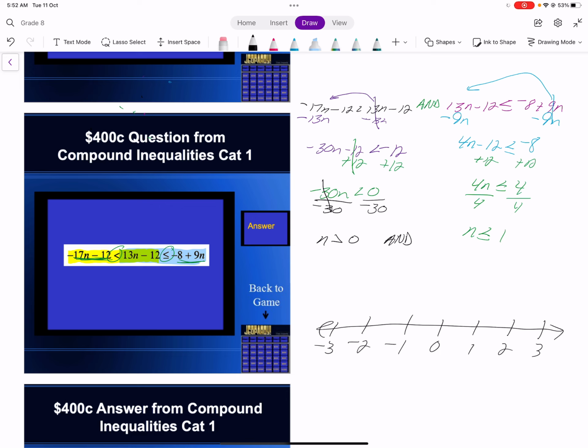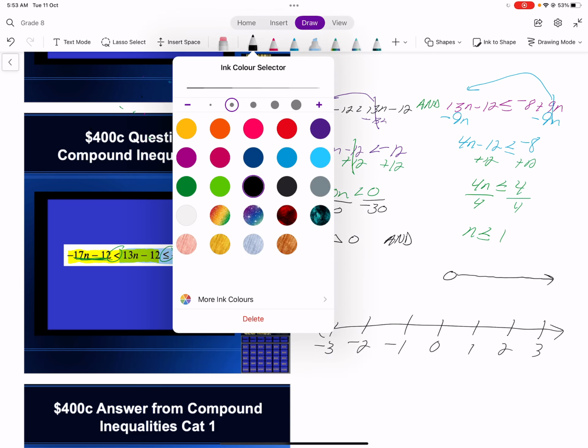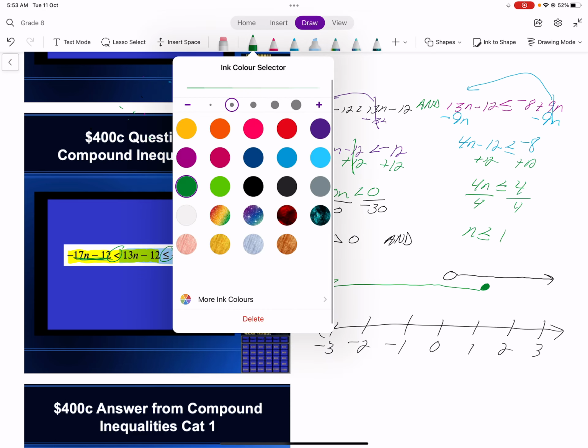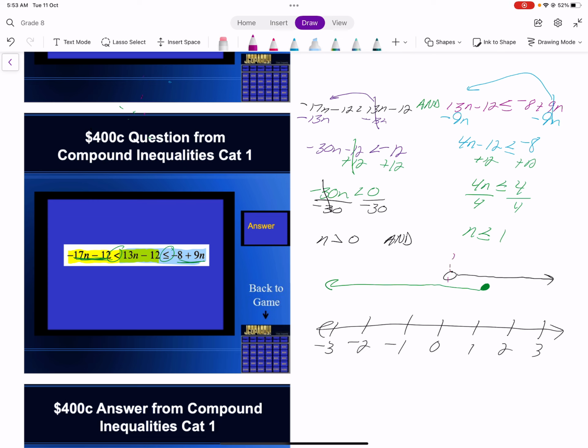All right, so the first one I'm going to graph is n is greater than 0, so it will be an open circle, so not solid, and we're going to be greater than 0, so it's going to the right. And then I'm going to graph the second one. It's going to be a solid circle because it's equal to, it's not just greater than or less than, and then it's less than, so I'm going to be going to the left. And now remember, where our graphs overlap in an and statement is our answer, so my final answer is actually here.